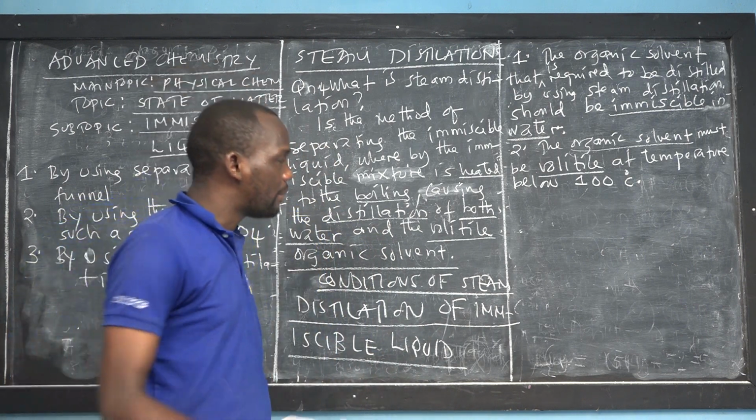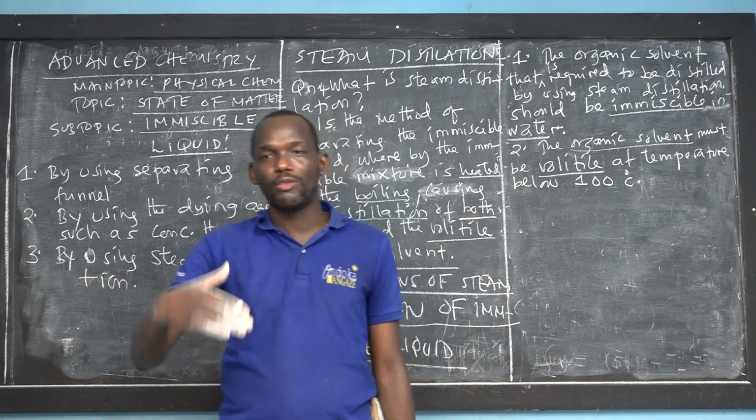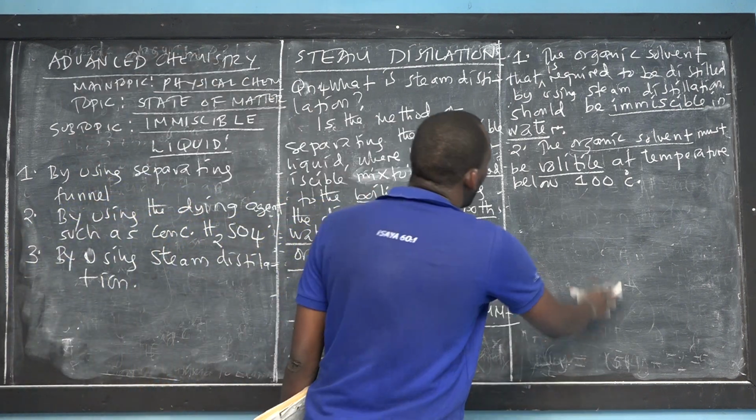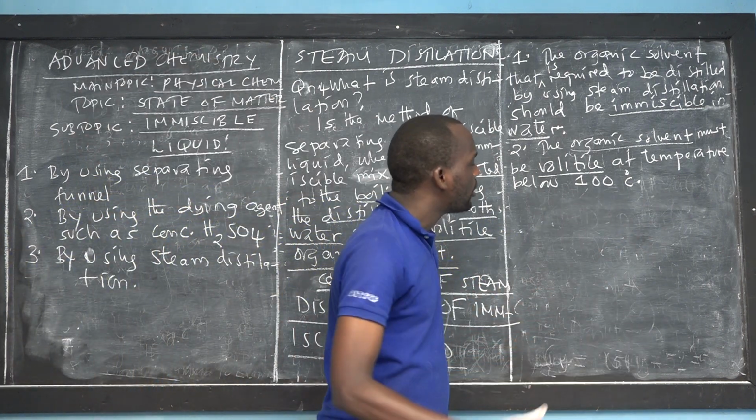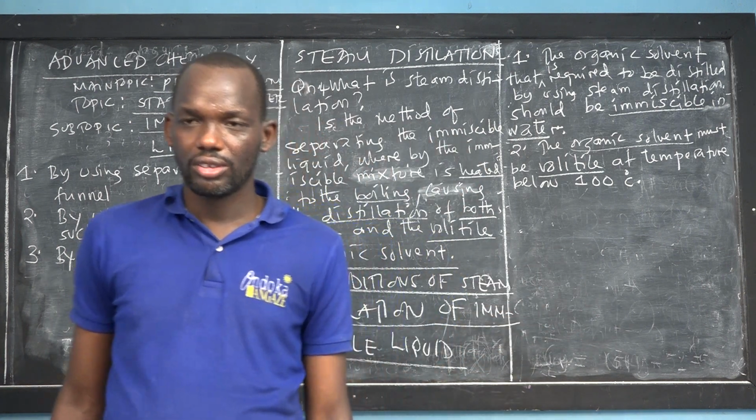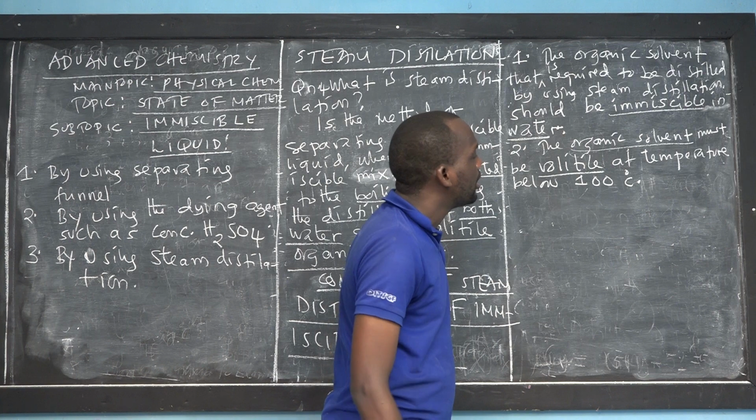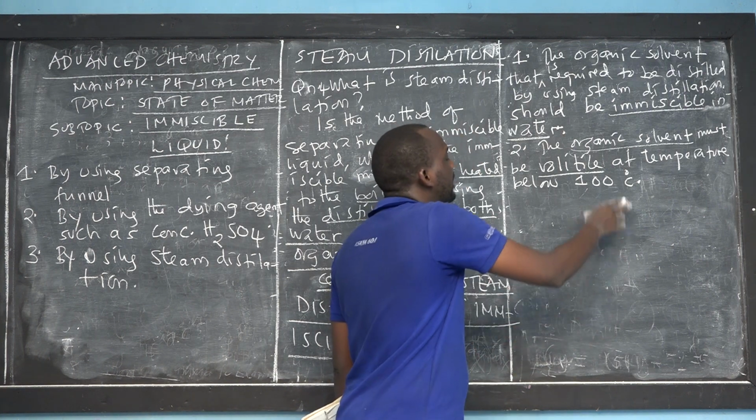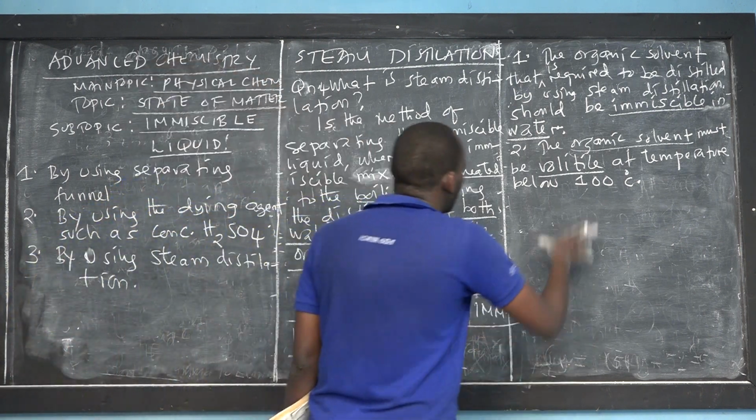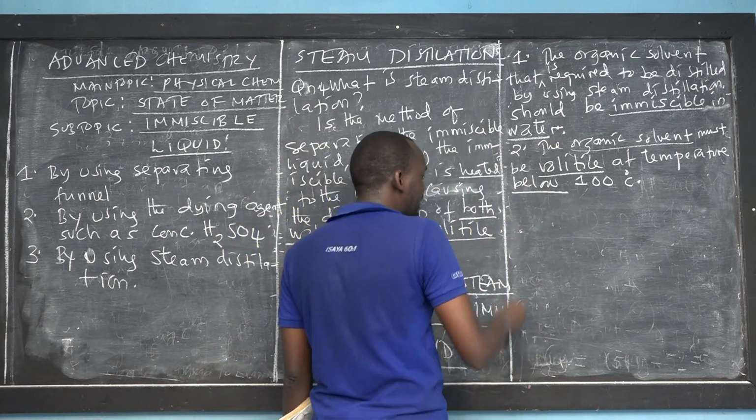Why? Because remember our intention in steam distillation: we want this organic solvent, the solvent at the top of the immiscible liquids, to be distilled. So in order to be distilled, we heat the whole mixture of immiscible liquids. But this organic solvent will form vapor more quickly than water. So simply, it should have the tendency of forming vapor at a temperature below 100 degrees centigrade.